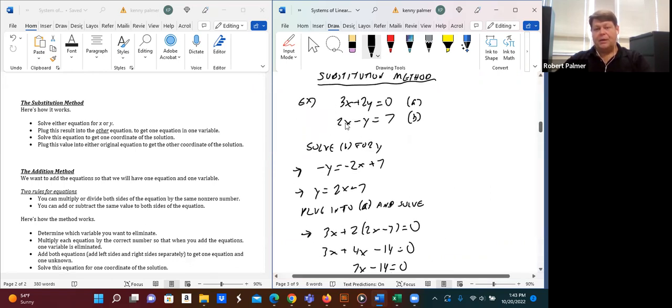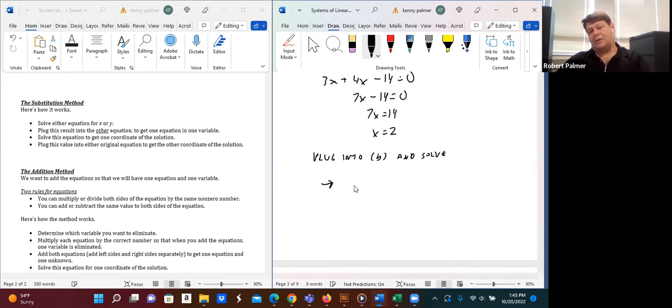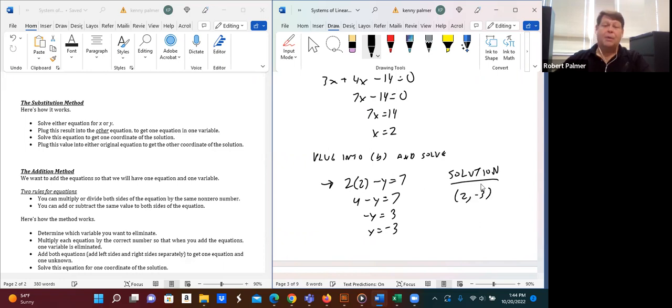So equation B is 2x minus y equals 7. Now here we have 2x, and x is 2, minus y is equal to 7. So of course 2 times 2 is 4, minus y is equal to 7. Subtract 4 from both sides. We have that negative y is equal to 3. And then of course divide by negative 1, or multiply both sides by negative 1. We get that y is equal to negative 3. Okay. So our solution to the system is 2, negative 3. Now, let's go back to Desmos and make sure that's true.